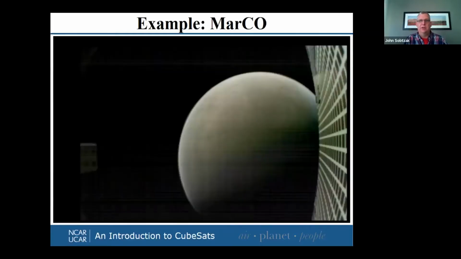One of the other images they were able to take after they completed their landing is, as one of the MarCOs flew by Mars, it was able to capture this image of the Martian planet as it flew by and radio it back. Very, very hard to do from something that starts out as a shoebox. It doesn't have a lot of power generation. It doesn't have a super powerful radio to send the signal back, but they were able to do it.